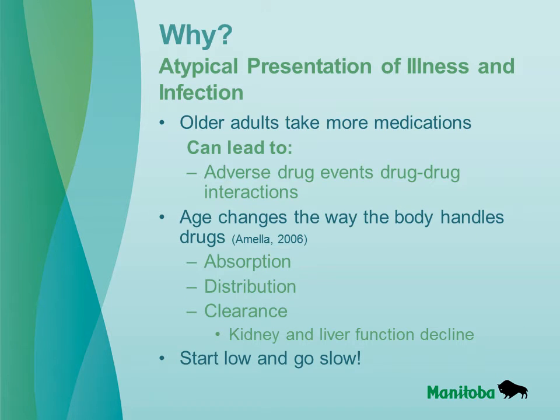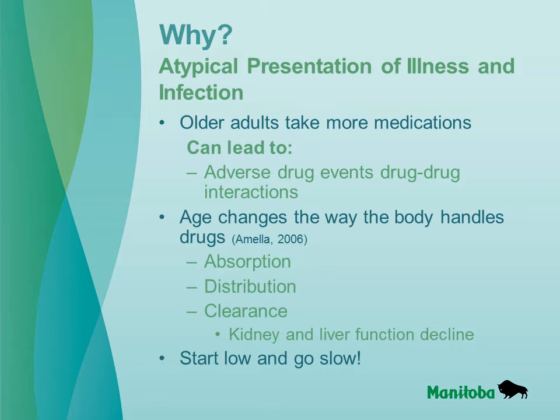Living long enough usually entails a medication regime. Older adults take more medications and are more at risk for adverse drug events and drug-drug interactions. Age changes the way the body handles drugs. With respect to absorption, in older persons, absorption is generally complete, just much slower.